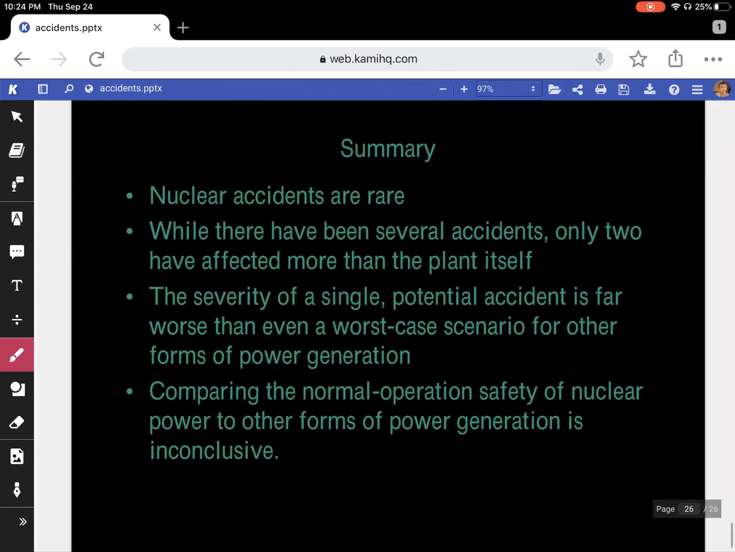So in summary, nuclear accidents are rare. While there have been several accidents, only 2 have affected more than the plant itself. That would be Chernobyl and Fukushima. The severity of a single potential accident is far worse than even a worst case scenario for other forms of power generation. So, if a wind turbine fails, it's not going to contaminate the entire state. Even a massive fire at a coal burning power plant is not going to have quite the long-term effects. But the accidents don't happen that often.